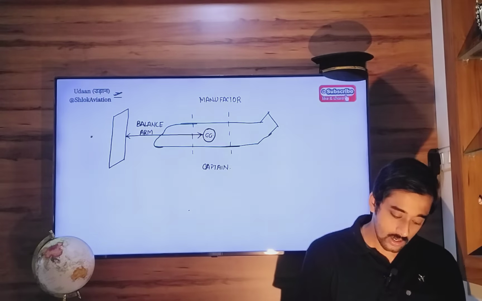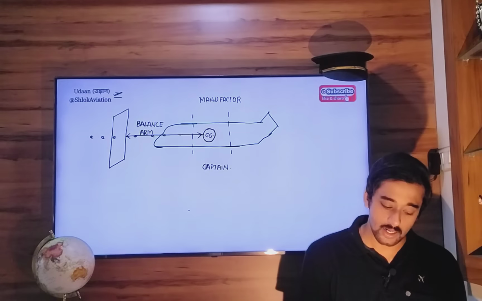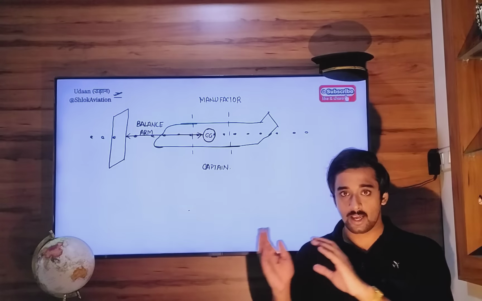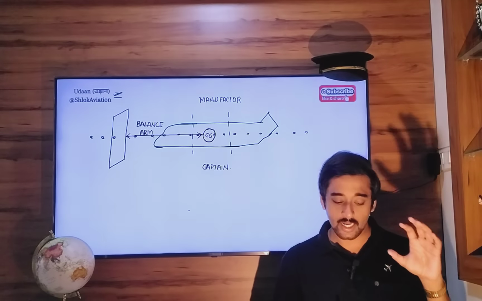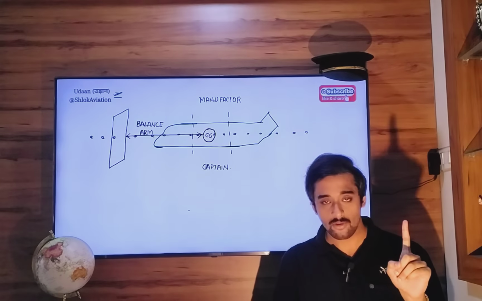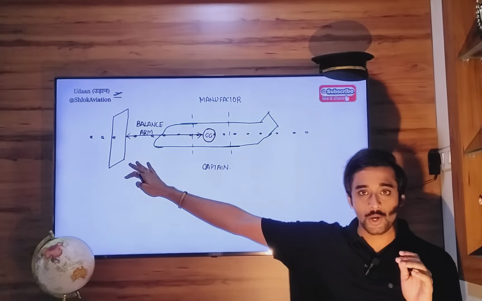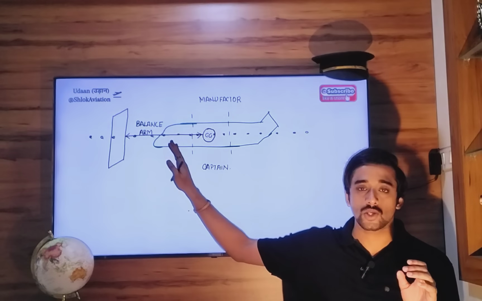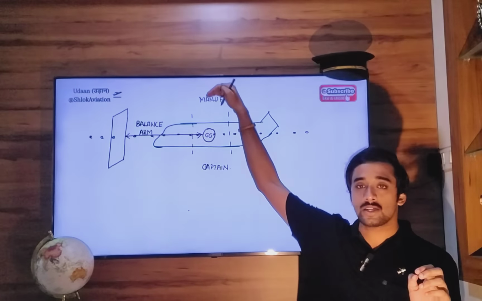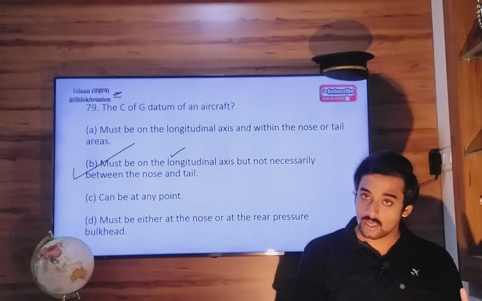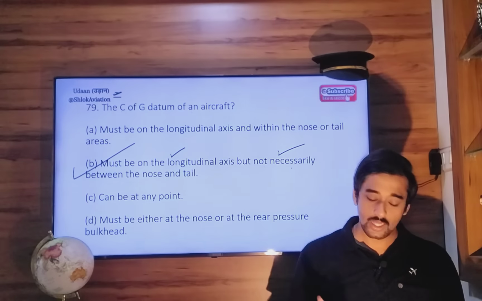It's still on the longitudinal axis of aircraft, which is nothing but an imaginary line that begins from the nose of aircraft and ends at its tail, right? So this datum can be anywhere on the longitudinal axis of aircraft. Second point, it can be inside your aircraft or it can be altogether outside your aircraft, but it must be on the longitudinal axis. Now it cannot be anywhere. It cannot be on the lateral axis or the vertical axis. Okay. So the correct answer here is must be on the longitudinal axis, condition number one, but not necessarily between the nose and the tail. It can be outside that.